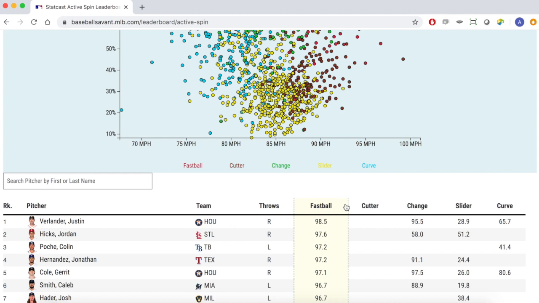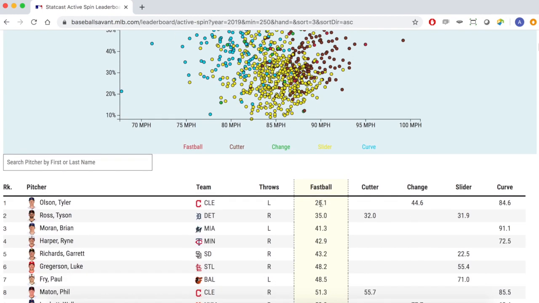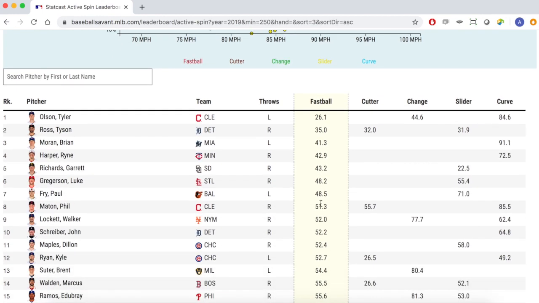So that encompasses two-seamers, sinkers, and four-seamers, obviously. If we inverse the leaderboard here and flip it so it's bottom up, we still see some guys that one would consider as having a good fastball. Well, maybe not Garrett Richards, but you see some big names here. Is there a benefit at all to having a very, very low active spin, or do you just never really want to see that?